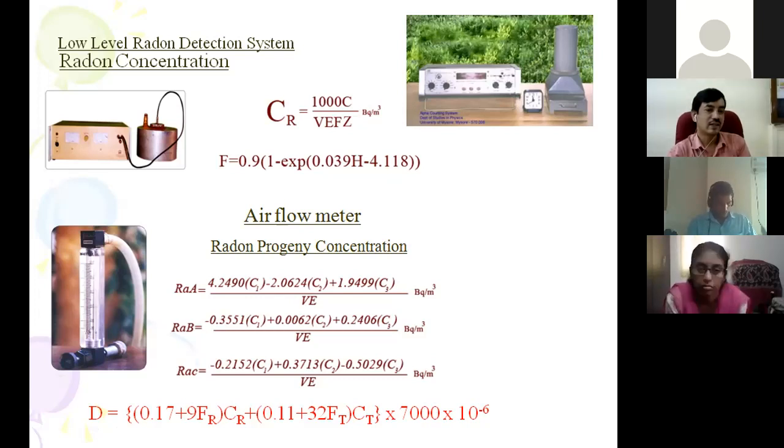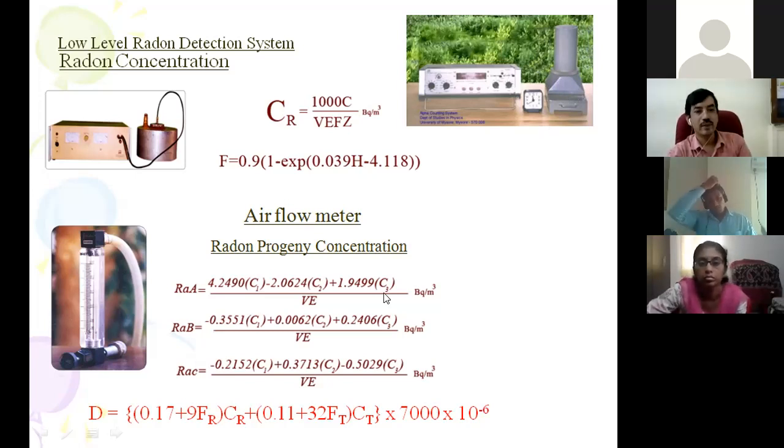We select a filter paper pore size of 0.8 microns, because all the particles are bigger than this size, and the air flow rate can be monitored here. We will keep a specific level, say 40 liters per minute, as the standard flow rate throughout the experiment. We will remove the filter paper, and this filter paper is counted for alpha activity using an alpha counting system.